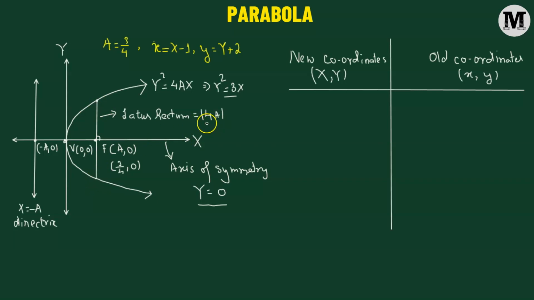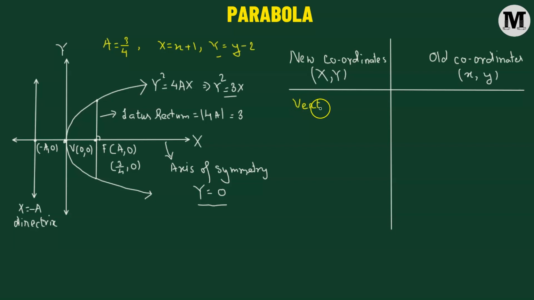It has a length given by the absolute value of 4 times a, and now substituting a with 3 over 4, this will be equal to 3 units. Okay, now this particular parabola has been expressed in terms of the new coordinates x, y. We have to go to the old coordinates. All we have to do is wherever we find x, we'll substitute x plus 1, and in place of y, we'll replace it with y minus 2.